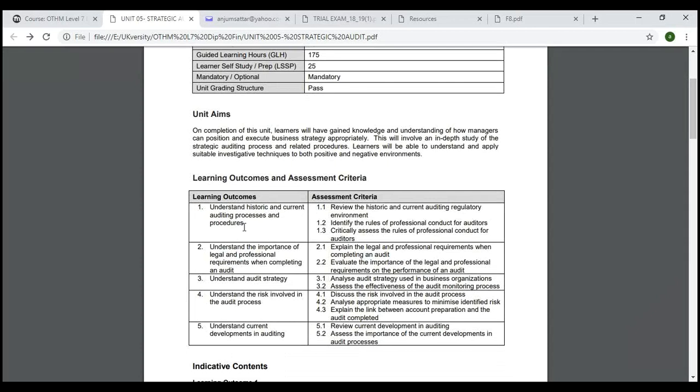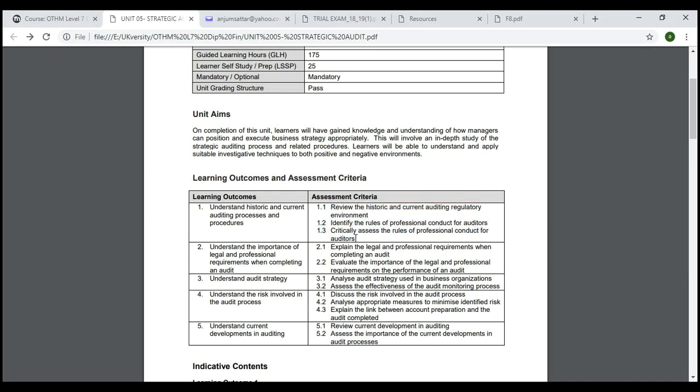Under this unit, we are supposed to learn four learning outcomes and a good few assessment criteria. Learning outcome 1, which we'll go through today, is to understand historic and current auditing processes and procedures: how we can do audit and what sort of processes or procedures we need to keep in mind when we do audit. Audit can be internal and external, which we'll discuss as well. Under this LO1, we have three assessment criteria.